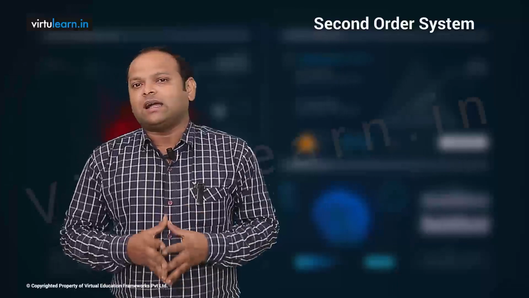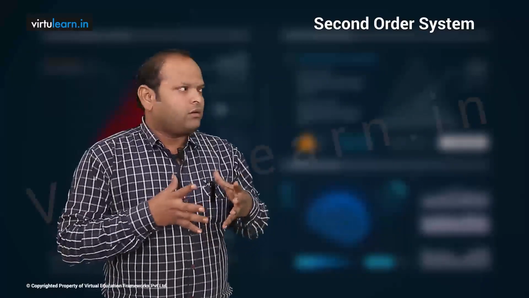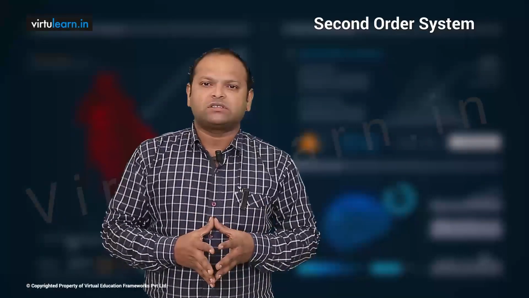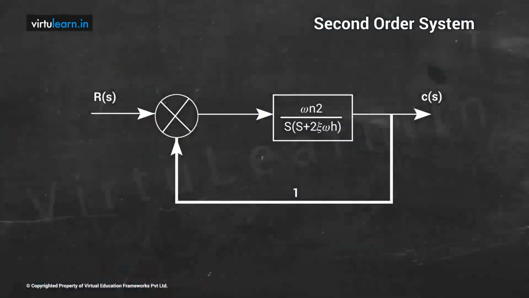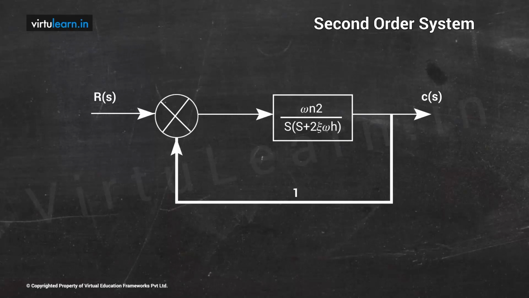Coming to the second order system. What is second order? We know the order of the system, which means there are two poles in the system. Let us take this block diagram, the standard or prototype block diagram for the second order system. Now it is a closed loop.